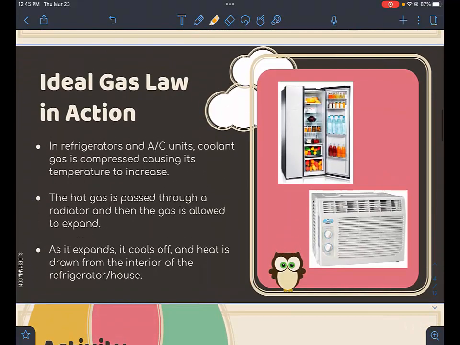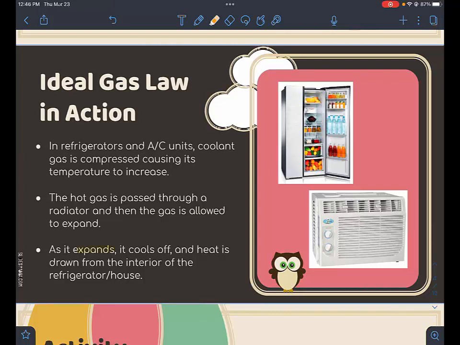All right, this is kind of an example of the ideal gas law in action. I always like to know, how does this apply to real life? So in refrigerators or air conditioning units, there's something called a coolant, and that coolant gas is compressed. So we have to plug in air conditioners or refrigerators, and that energy from the plug is used to compress the gas. And that causes its temperature to increase. If you've ever noticed, like on the back of a refrigerator, it kind of feels warm. This is why. That hot gas is then passed through a radiator, and the gas is allowed to expand.